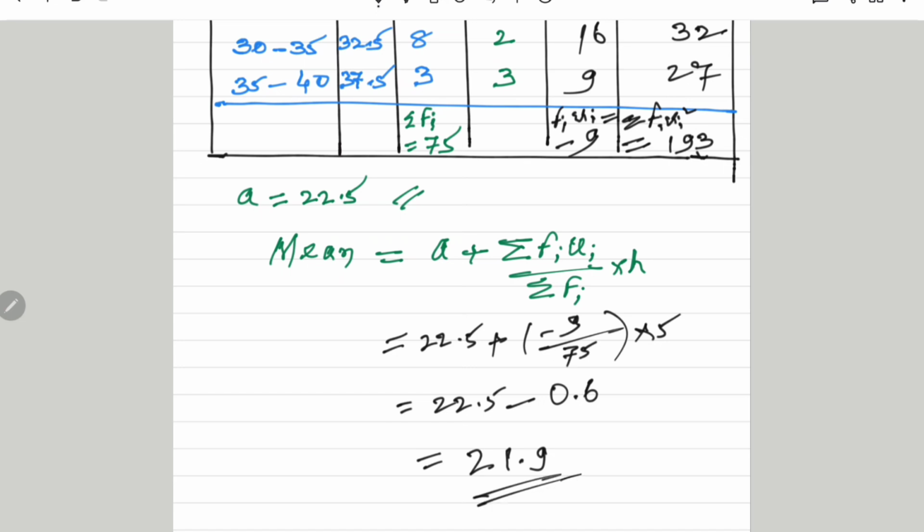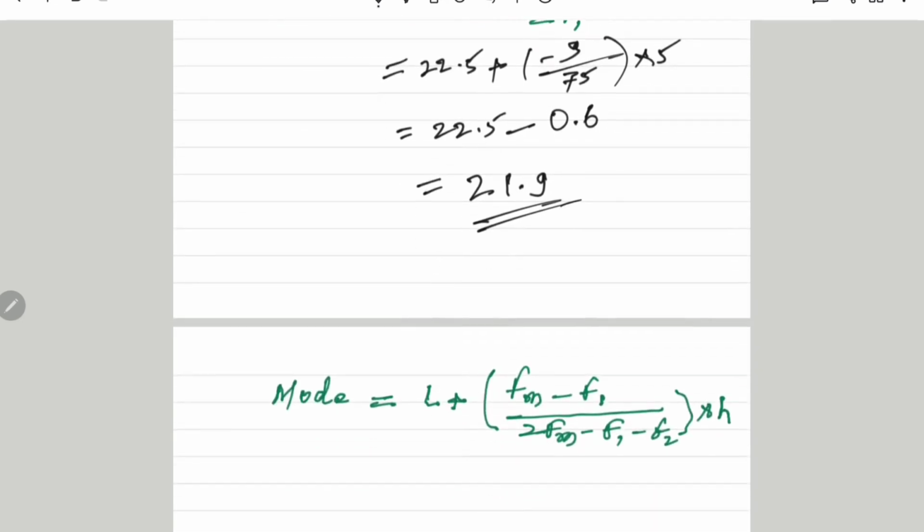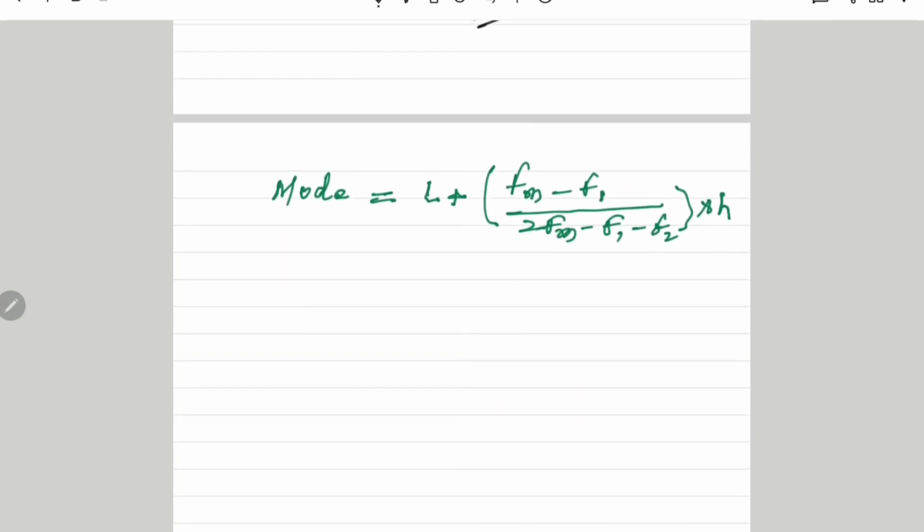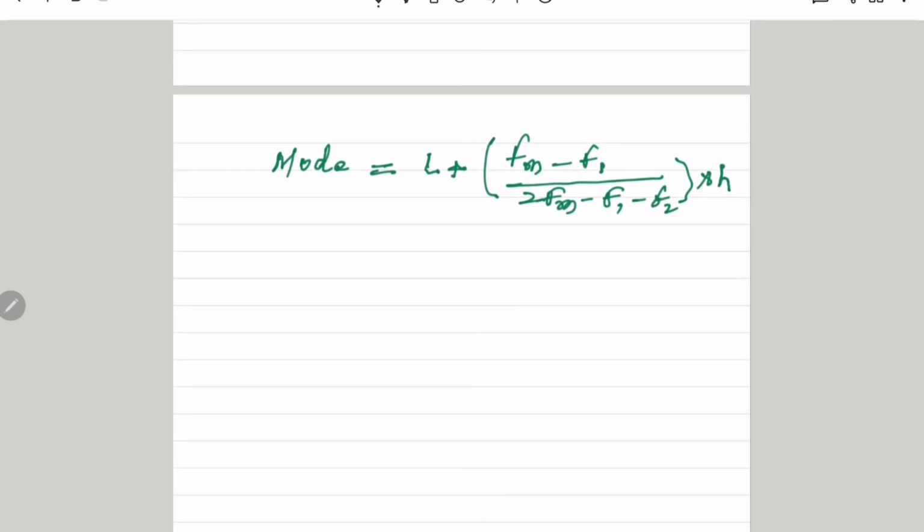Then we go for mode. The formula for mode is L plus (Fm minus F1) divided by (2Fm minus F1 minus F2) into H. What is Fm? Fm is the maximum frequency. What is the maximum frequency from that table? It is 21.